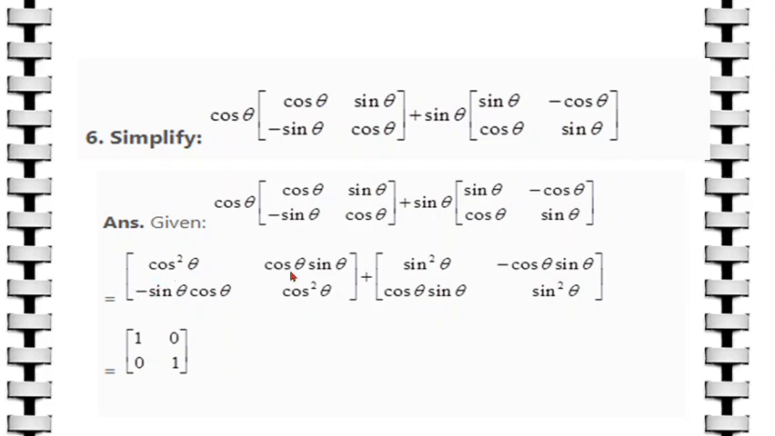So simply cos square plus sine square. We add all the corresponding elements. So cos square plus sine square is 1. This is an identity of trigonometry.